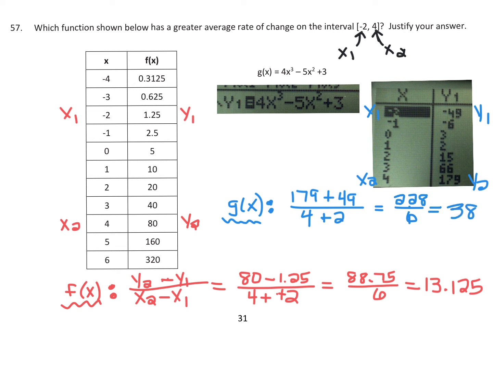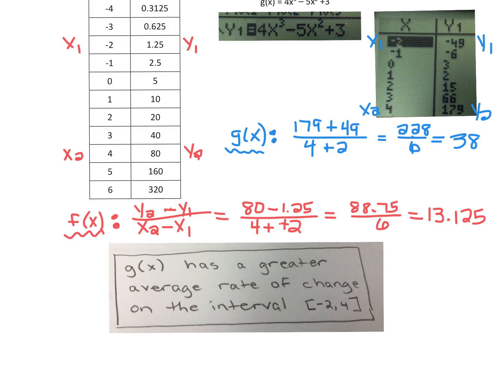Now, we don't need units here because there's no units. It's not a word problem. But to go back to the question, they want to know which one has a greater average rate of change. Well, we can see that 38 is greater than 13.125. So g of x has the greater average rate of change. All right, so there we go. I just wrote it out. g of x has a greater average rate of change. And I would state the interval because it might not always have a greater average rate of change if we were looking at a different interval. So I would definitely state the interval.